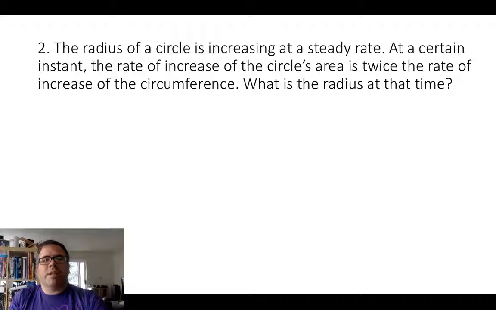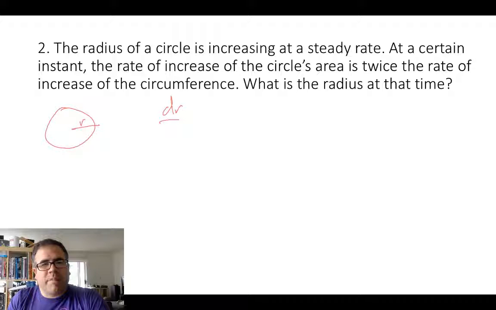This one, we've got more words. The radius of a circle is increasing at a steady rate. So we'll take this first sentence, and here's our circle. It has a radius. We'll call it r. Increasing at a steady rate, so the change in r over time is some constant, which we'll use k for, for reasons that you'll see in a little bit. At a certain instant, the rate of increase of the circle's area is twice the rate of increase of the circle's circumference. So we're going to, again, digest that.